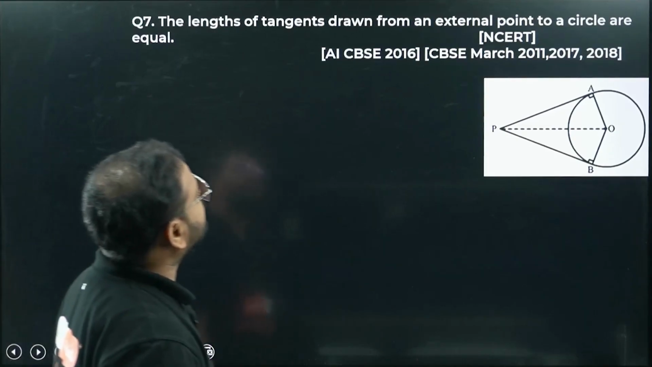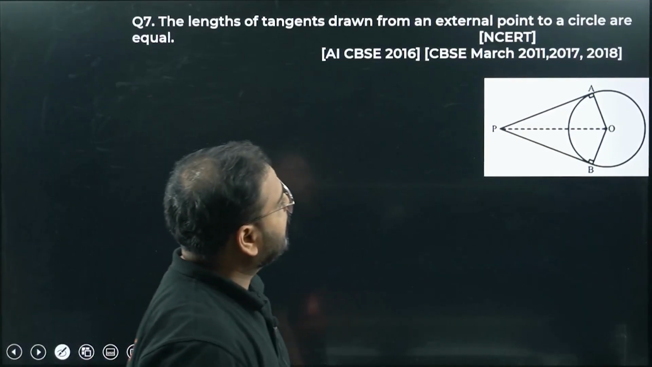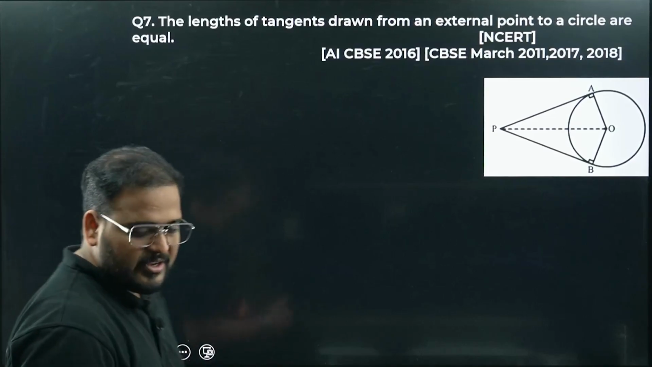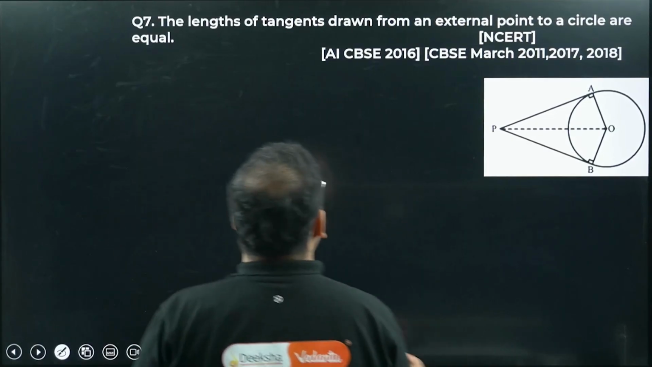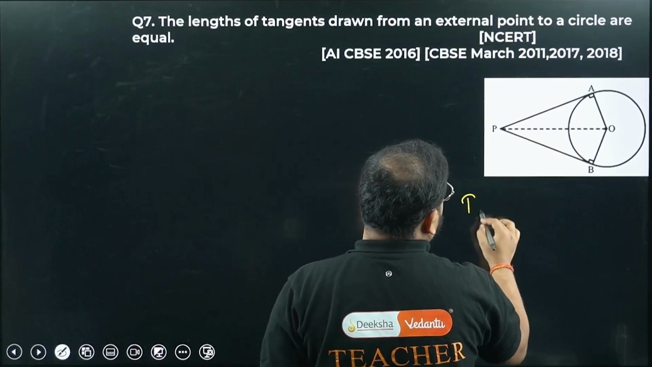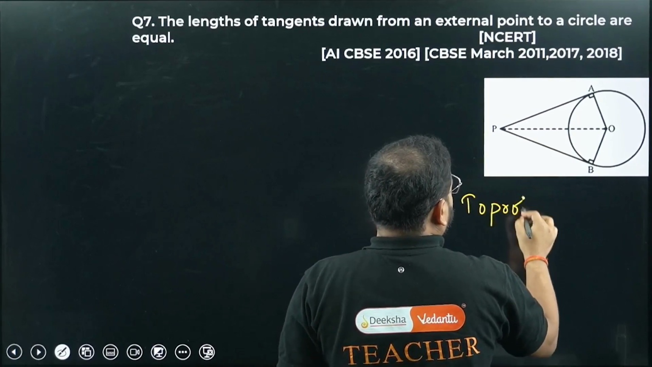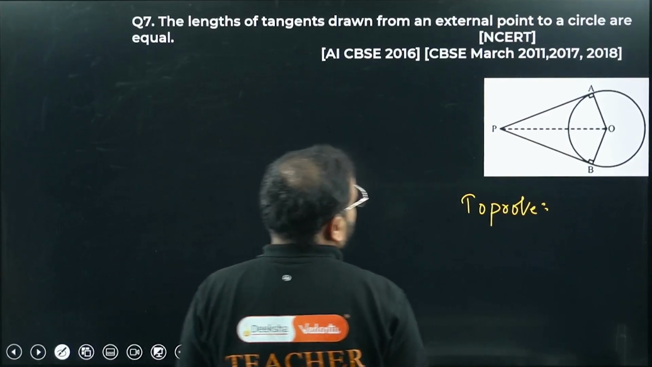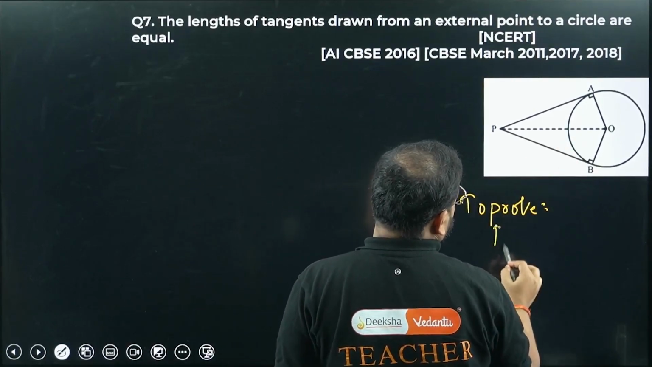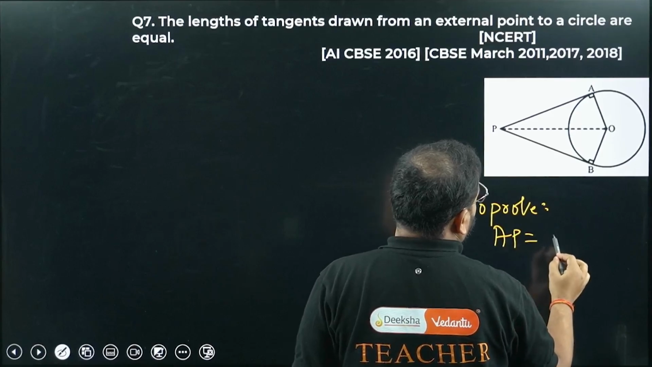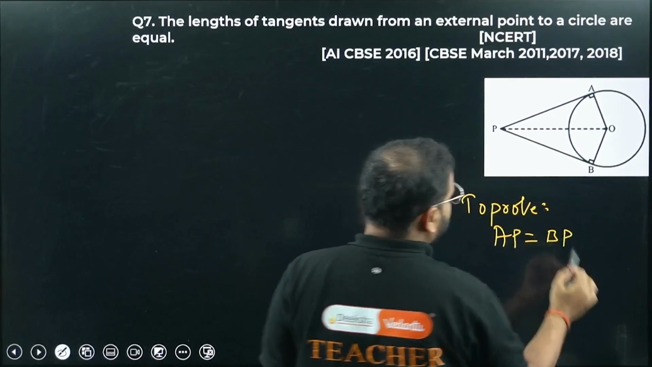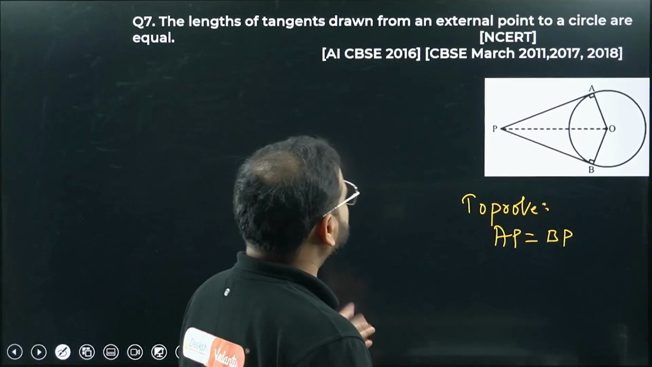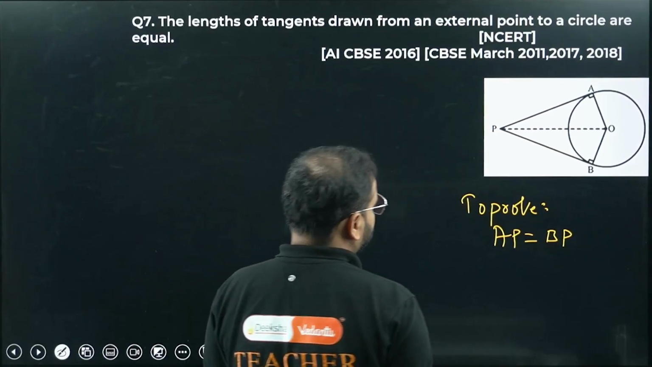The lengths of the tangents drawn from an external point to a circle are equal. We have to prove this. So what are we looking to prove? Let's write the statement. To prove: the length of the tangents drawn from an external point P, basically AP equals BP. What is given? The tangents are given. The rest we have to prove.